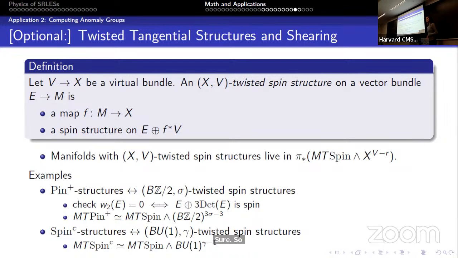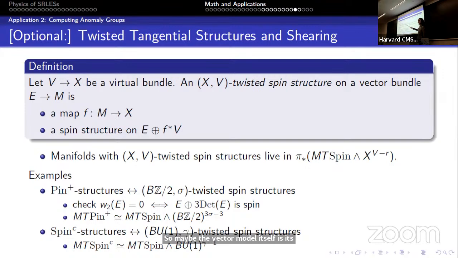On this slide, I'm trying to address the question that came up a little bit earlier, what's this G sub rho, this twisted symmetry? On this slide, I talk about how to understand spin structures that are twisted by a pair of a space and a vector bundle over it. The precise definition is that if I have some vector bundle, or more generally a virtual bundle, an (X, V) twisted spin structure on some other vector bundle over M, for example the tangent bundle of M, means I need to have a map from M to this space that I'm twisting over, and then a spin structure on the sum. So maybe the vector bundle itself isn't spin, but once I add on this auxiliary piece where I pull back this V, then it becomes spin.